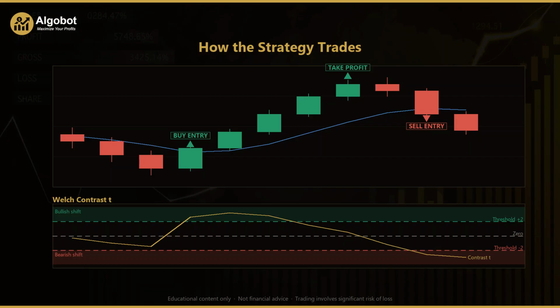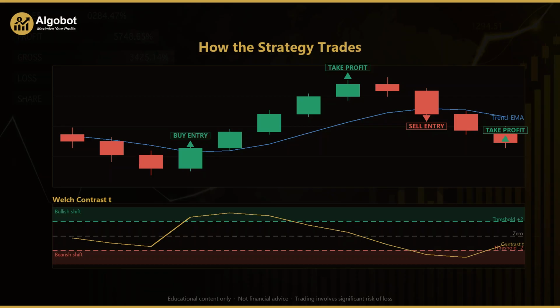Price stalls at the highs and rolls over. On the sharp down candle, price closes back below the trend EMA, and in the panel the contrast oscillator drops and makes a fresh cross below the -2 threshold. Recent drift has turned decisively more bearish than before, a bearish regime shift. With price below the trend EMA and that fresh down cross confirmed, the sell entry marker appears.